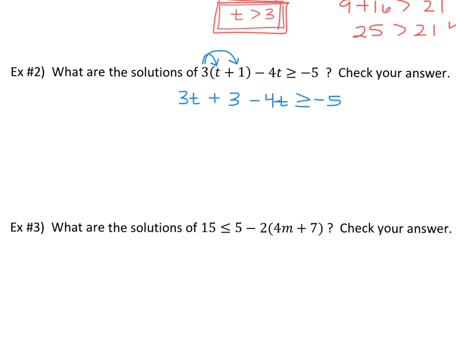And add 4t here, okay? When the t's are both on one side, you can't do that. You just totally changed your problem. We just need to simplify and combine like terms.